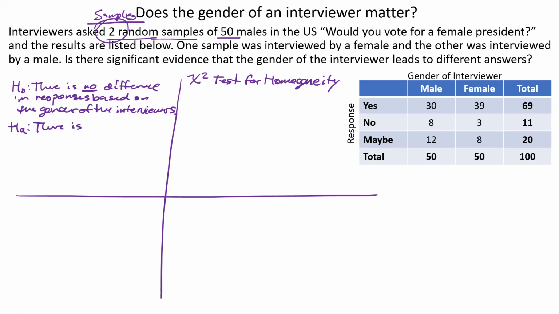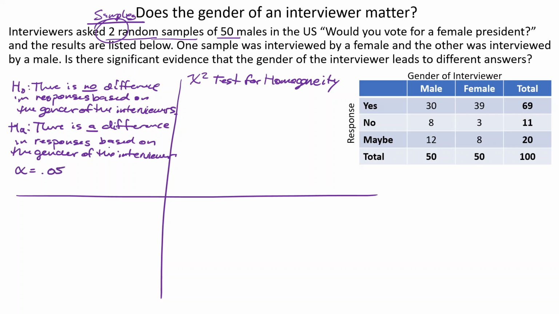So we'd say there is a difference in responses based on the gender of the interviewer. All right, and they didn't give us any alpha, so we'll go with 0.05. They often don't for these chi-squareds, so 0.05 is pretty common. All right, let's see. These probably are random samples. Yep, we said it right there. So we have two independent random samples.